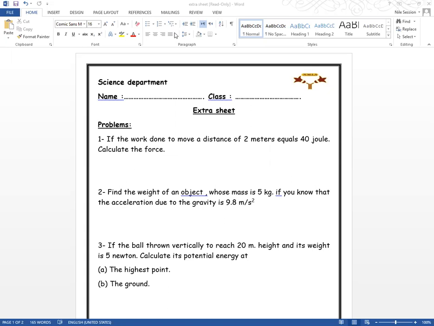Let's start to solve these problems about potential energy and kinetic energy. Lesson 1, Unit 2, potential and kinetic energy.